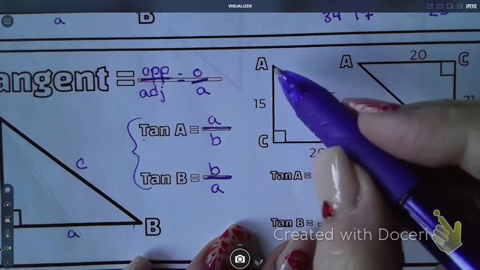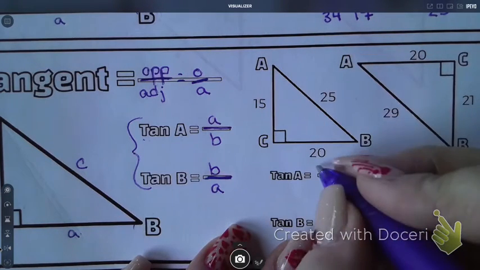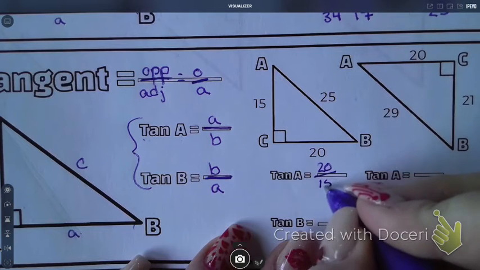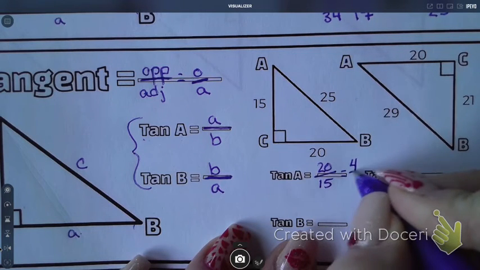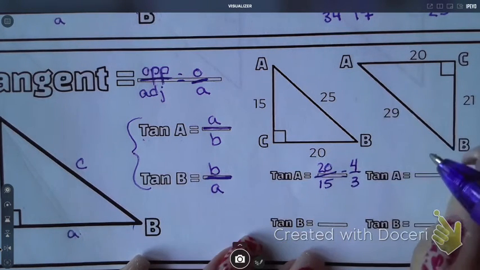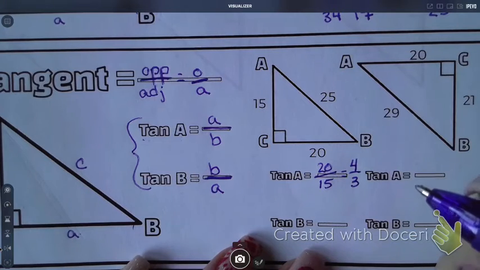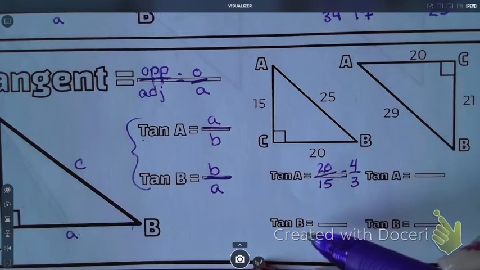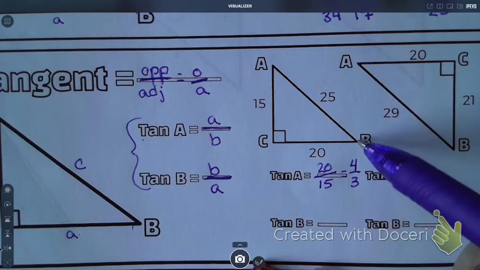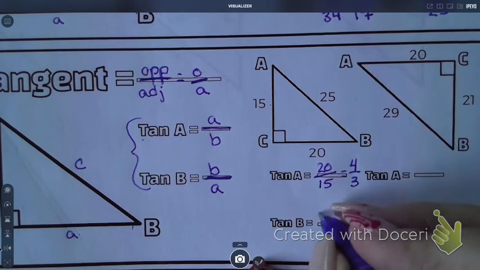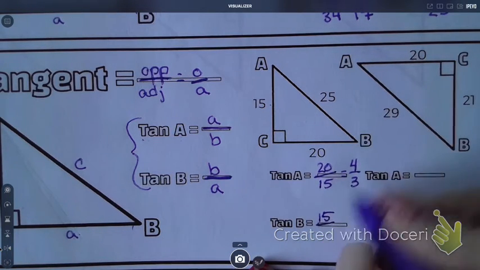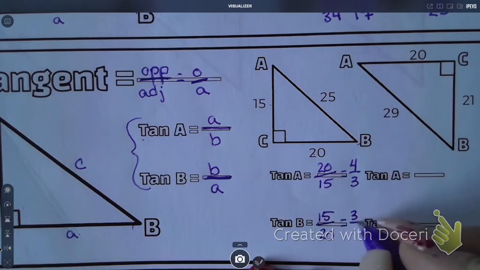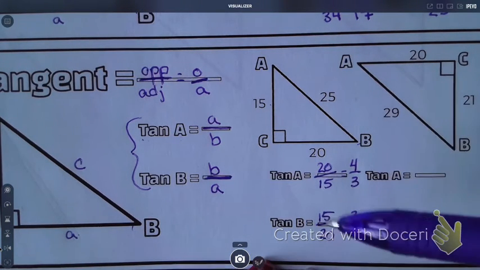Okay, so opposite of A is 20. Adjacent to A is 15. So 4 over 3. So tangent of B. Opposite B is 15. Adjacent to B is 20. So I get 3 over 4. So those are reciprocals of each other, right?